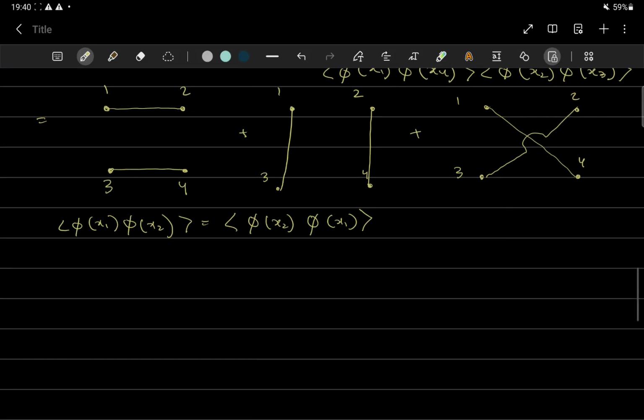Now these diagrams that I've written down over here are called Feynman diagrams, and pretty simple ones, because once we have interactions they will get much more complicated.